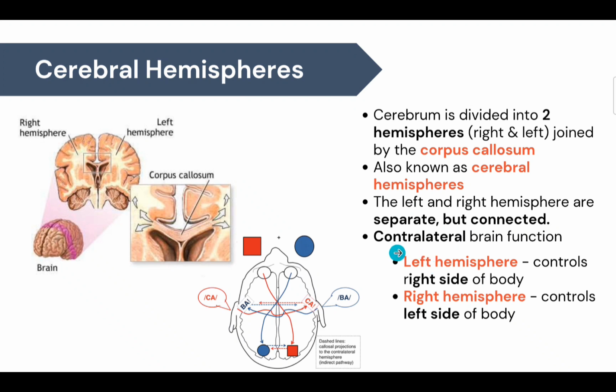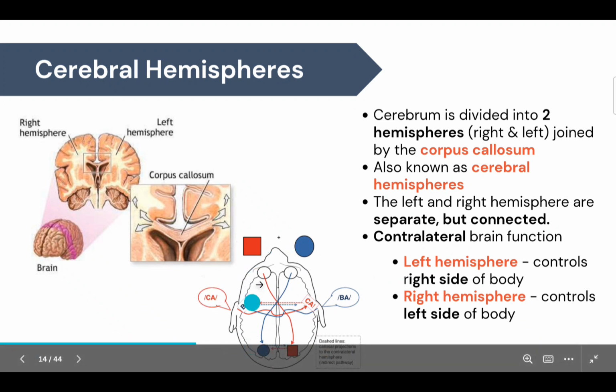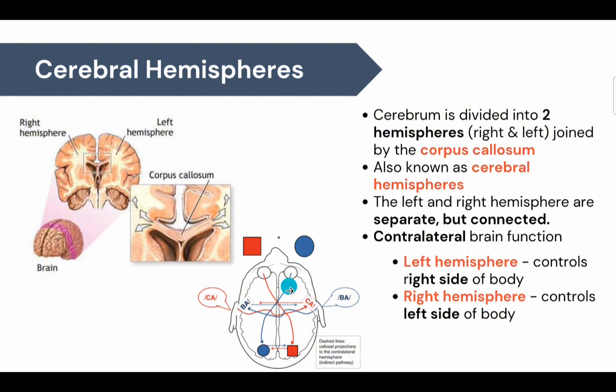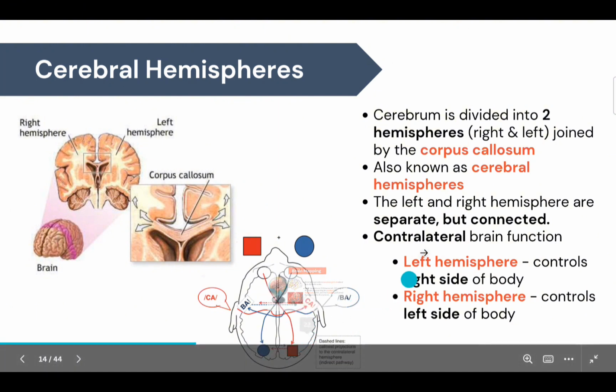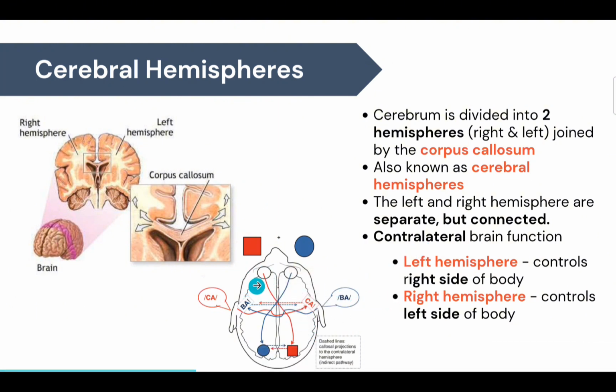This also gives you the contralateral brain function. What is contralateral brain function? The left hemisphere of your brain controls the right side of your body, and the right hemisphere controls the left side, just like the picture. The picture shows that the left hemisphere of the brain controls the right side of the eyeball, while the right hemisphere controls the left side of the eyeball, and they see things differently, right?